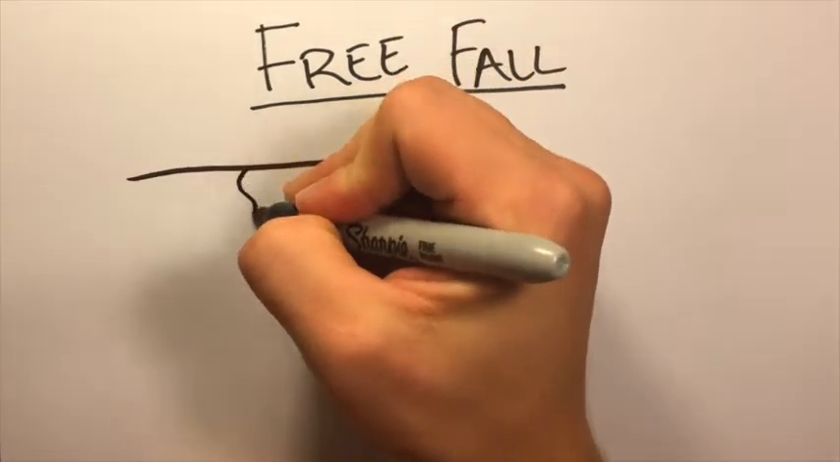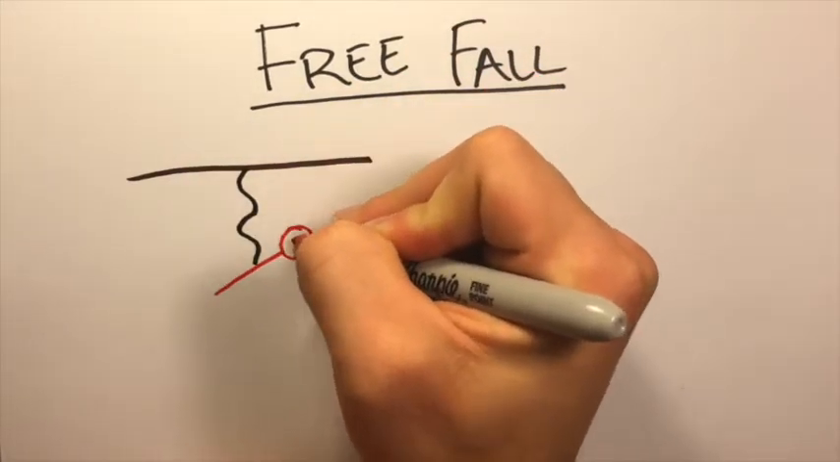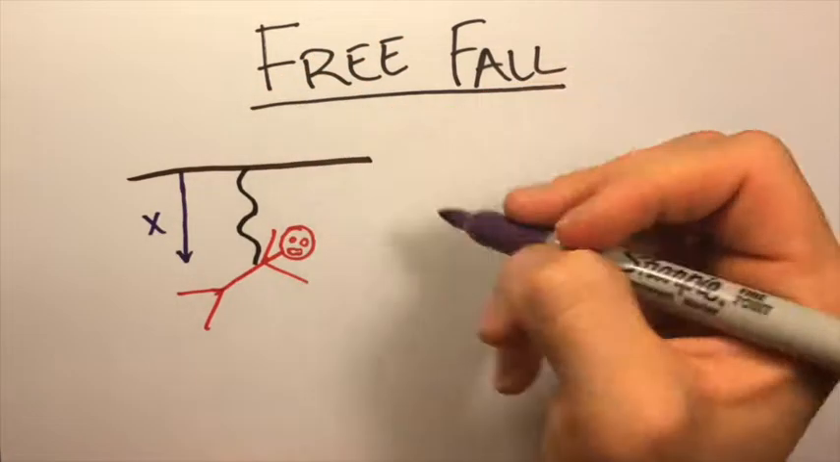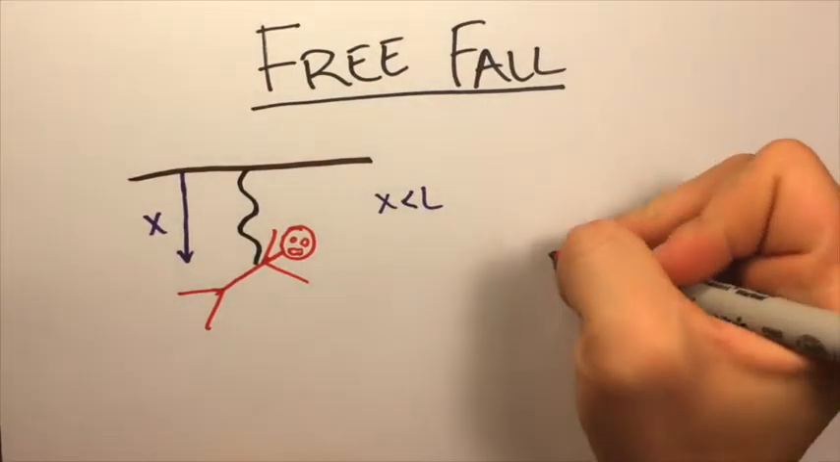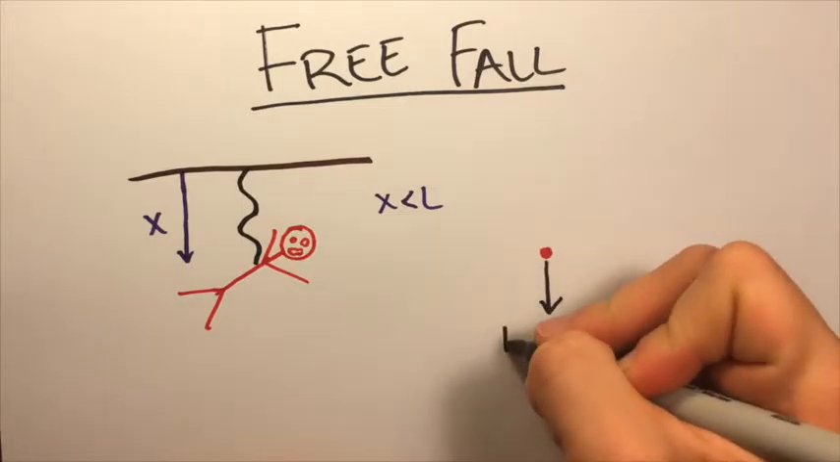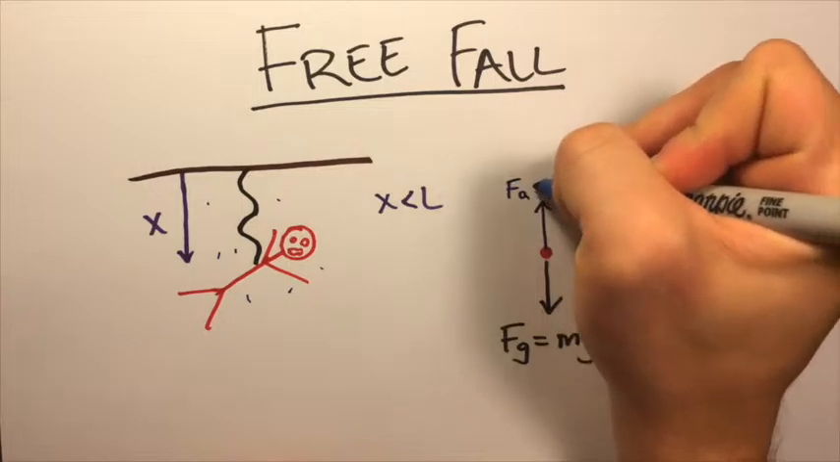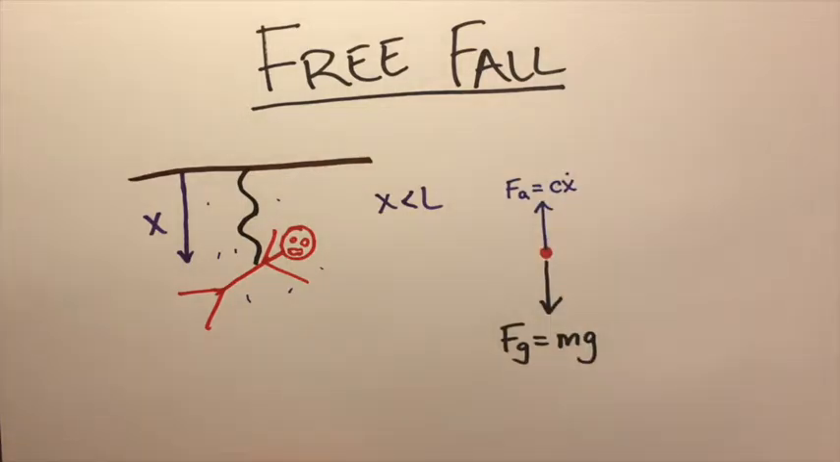This phase first occurs when the jumper leaps and the rope has not yet reached its unstretched length. Here is the free body diagram for the jumper. The forces acting on the jumper are gravity in the downward direction and air resistance in the upward direction. It is normally assumed for simplification that air resistance is the primary source of damping during a bungee jumper's oscillations, although there are many other contributing factors.